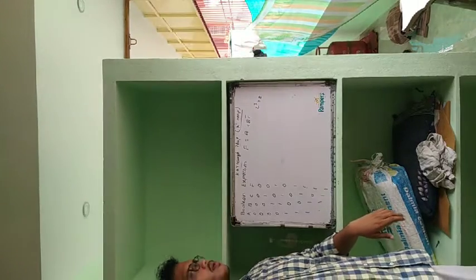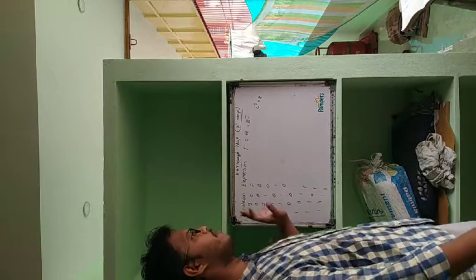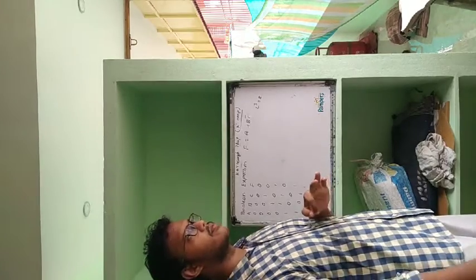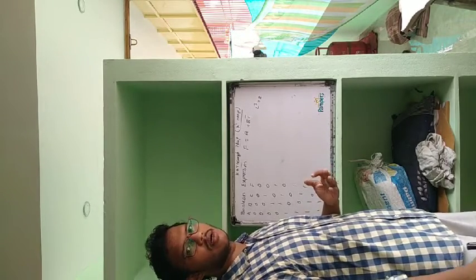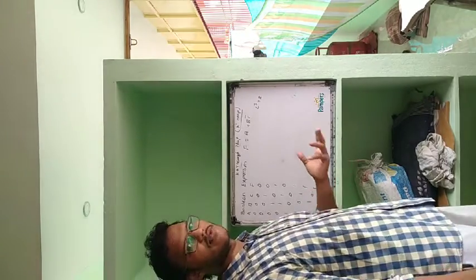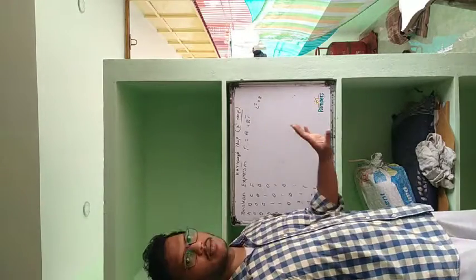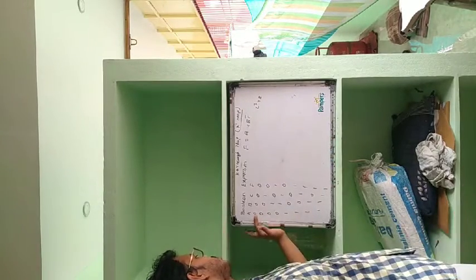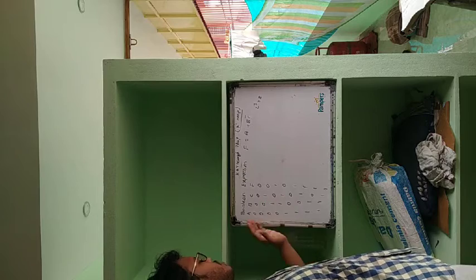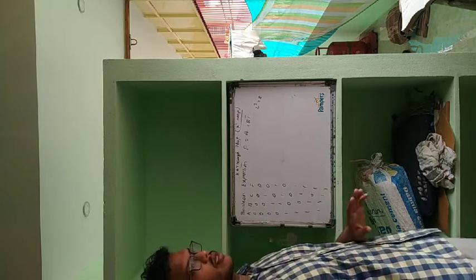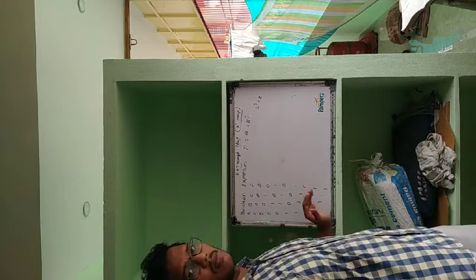So we have three variables. How many possible outcomes for the three variables? We have 8: 0 0 0, 0 0 1, like that up to 1 1 1. There are 8 possible outcomes.